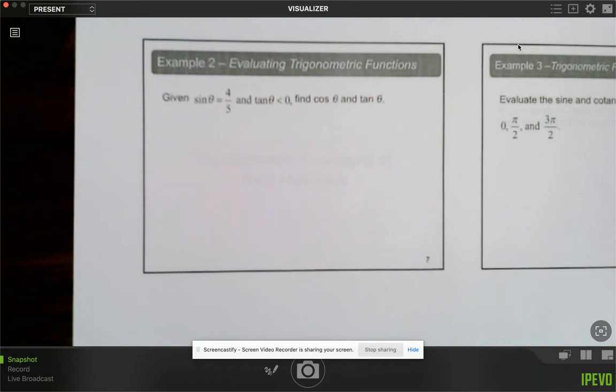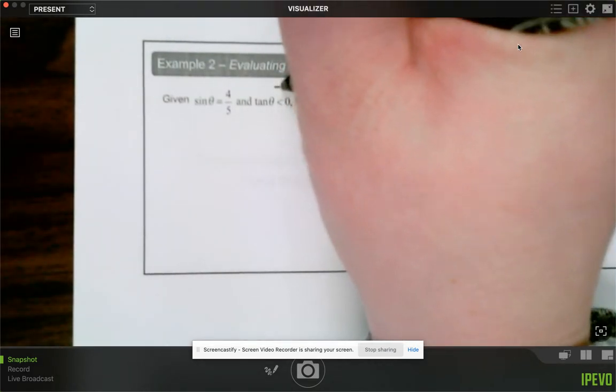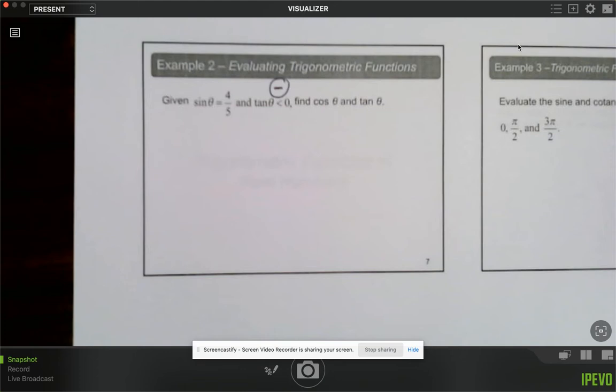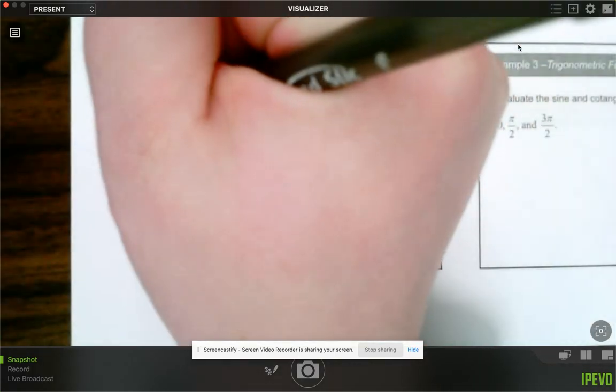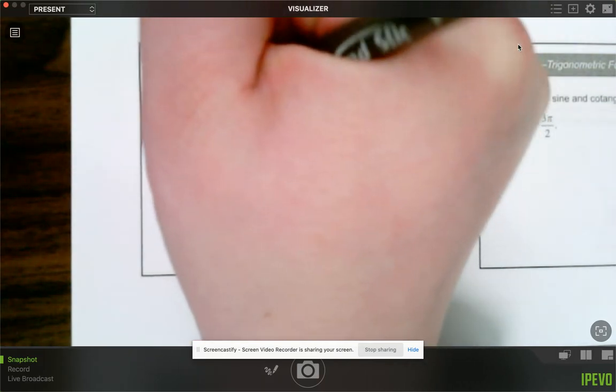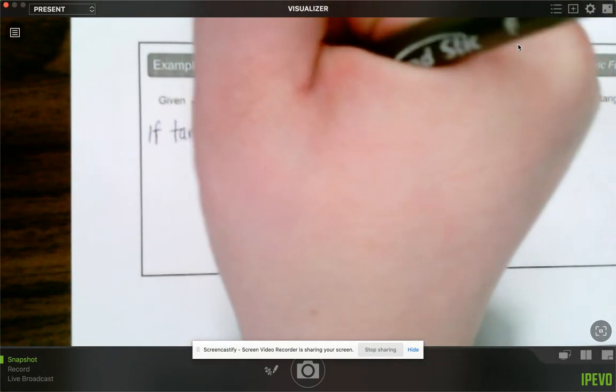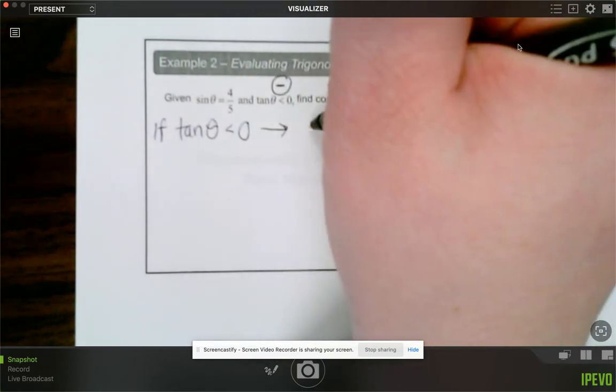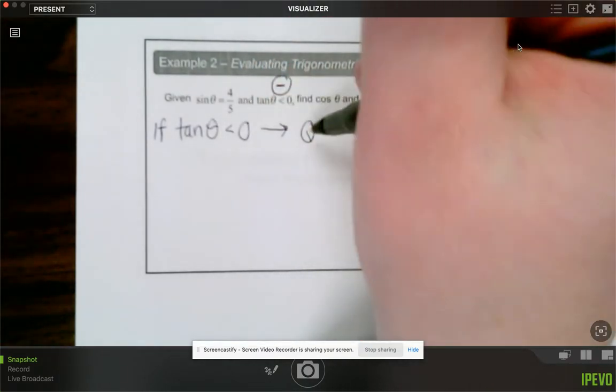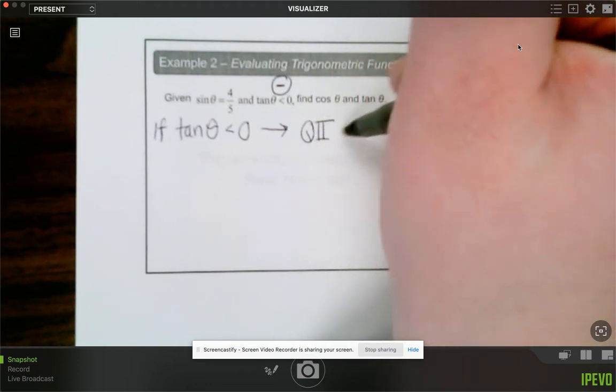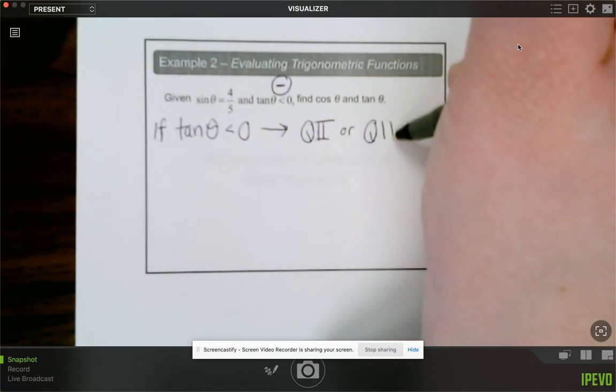Okay, this one says, given that sine of theta is 4/5 and tangent is less than 0, this means tangent is negative. Okay, find cosine and tangent of theta. Okay, so let me write some things that I know. If tangent of theta is less than 0, meaning it's negative, I'm either in quadrant 2 or I'm in quadrant 4.